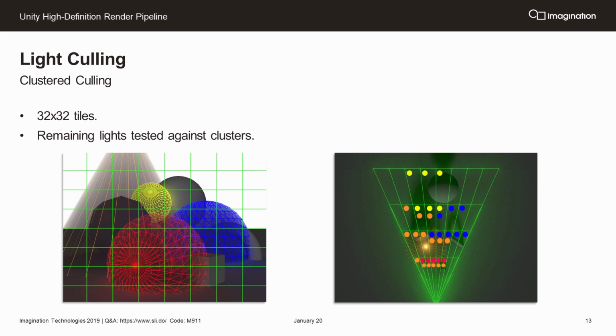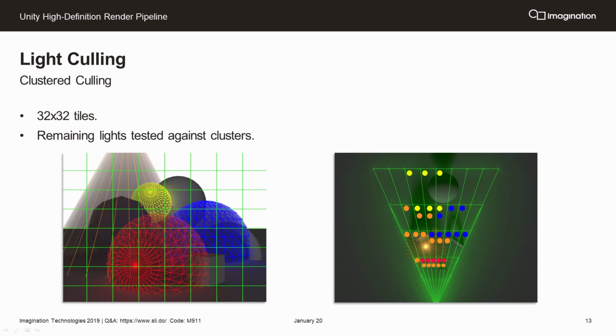So this is followed by the clustered culling pass. Unlike tiled, this pass operates on 32 by 32 pixel sized tiles, and it simply tests the resulting lights against the cluster bounds and assigns them to their respective cluster light lists. So this is a basic look at how Unity achieves many light shading in this pipeline.